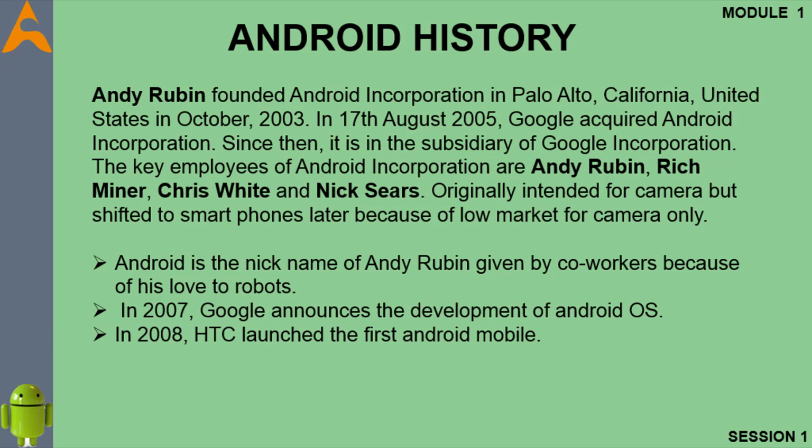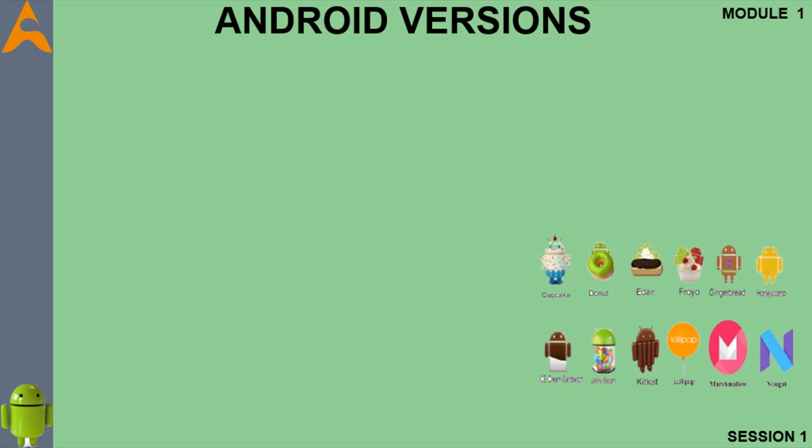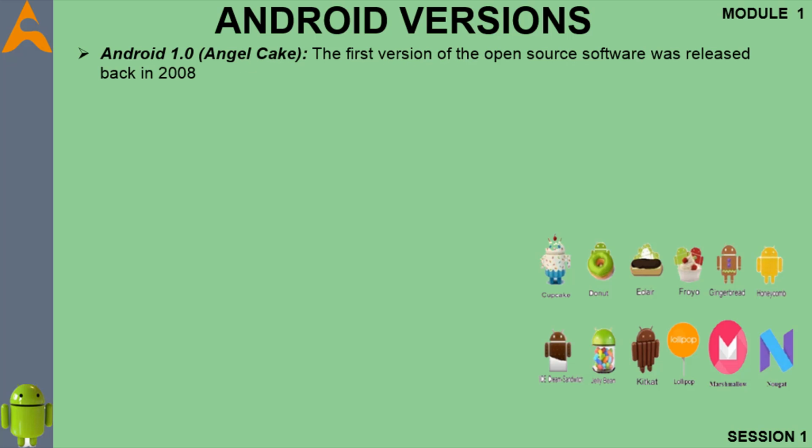The code names of Android range from A to N currently, such as Astro, Blender, Cupcake, Donut, Eclair, Froyo, Gingerbread, Honeycomb, Ice Cream Sandwich, Jelly Bean, KitKat, Lollipop, Marshmallow, and Nougat. Hope you have understood the history of Android. Now let's discuss various versions of Android till now. Till now Android has launched 12 versions of it. Let's take a quick look at the versions so far.